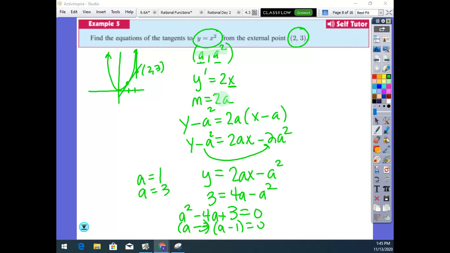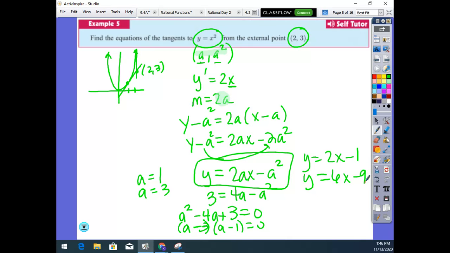Okay, sorry, I got interrupted. So remember, this is our general equation of the tangent lines. So once I solve for my a, I can just plug in 1 and 3. So I get when a is 1, 2x minus 1. And when a is 3, I get 2 times 3 is 6x minus 9.